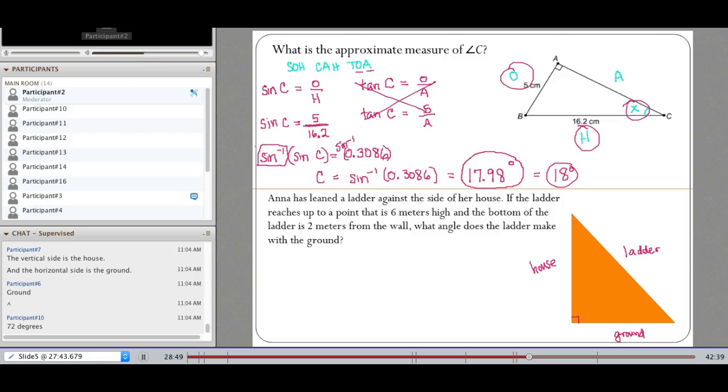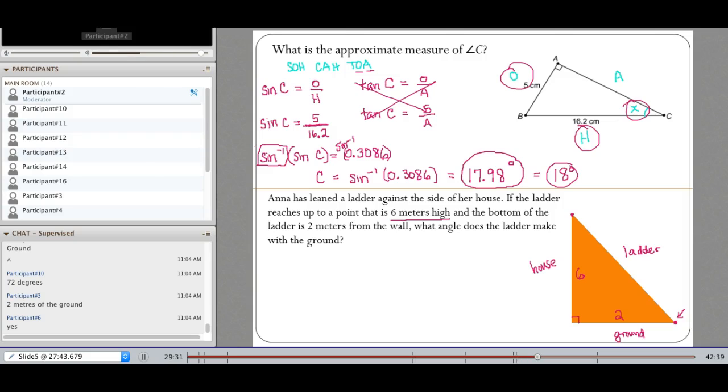Ooh, Brian already has the answer. 72 degrees, he says. Okay, let's see if he's right. The ladder reaches up to a point that is 6 meters high. So it's saying up here at the top of the ladder, that's 6 meters high. So that means that this side of the triangle has to be 6. Does that make sense? The top of the ladder reaches up to a point that's 6 meters high. The bottom of the ladder is 2 meters from the wall. So here's the bottom of the ladder, and it's 2 meters from the wall. Obviously this triangle is not drawn to scale, but those are the lengths. So 6 meters high, 2 meters from the wall.